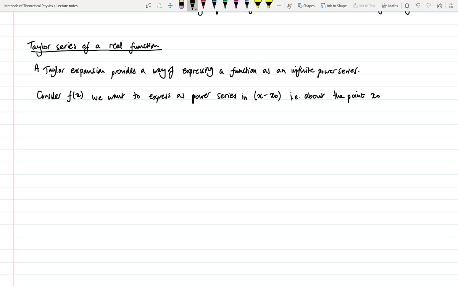So how do we go about this? Well, let's first assume that we can write f as a power series. So let's assume that we can write f of x is the sum of an infinite number of terms given by some coefficient and then powers of x minus x naught. And we can write this out as a naught plus a1 lots of x minus x naught plus a2 lots of x minus x naught squared, and so on.